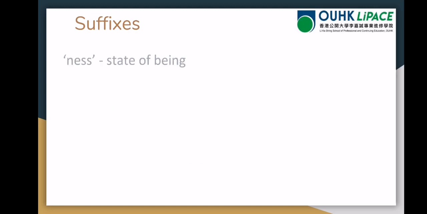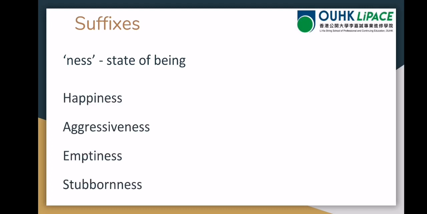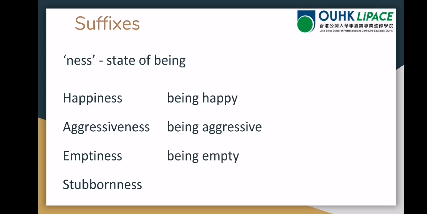And then our last one for today is words that end in ness, and this has quite a similar meaning to the last word we looked at, and this one just means state of being. So some very basic words here: happiness, aggressiveness, emptiness, stubbornness. All these just mean a state of being. So being happy means happiness, aggressiveness means you're being very aggressive or angry, emptiness means you're feeling empty or something is empty, and lastly, stubborn is a bit of a more unusual word.